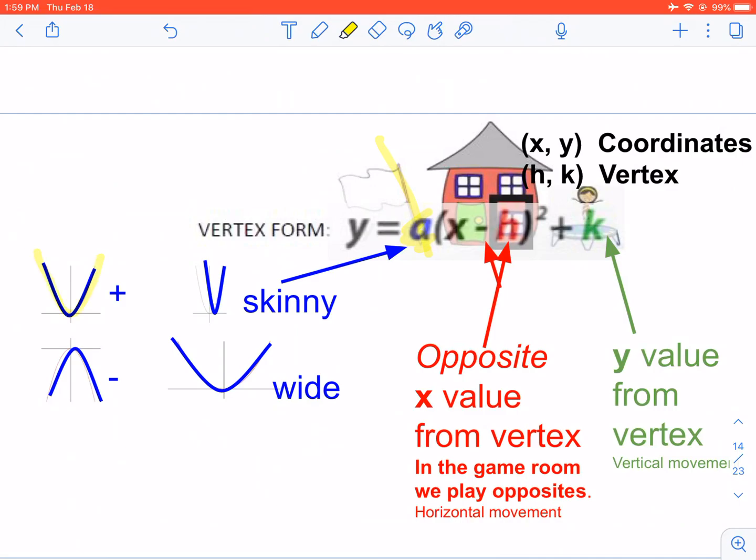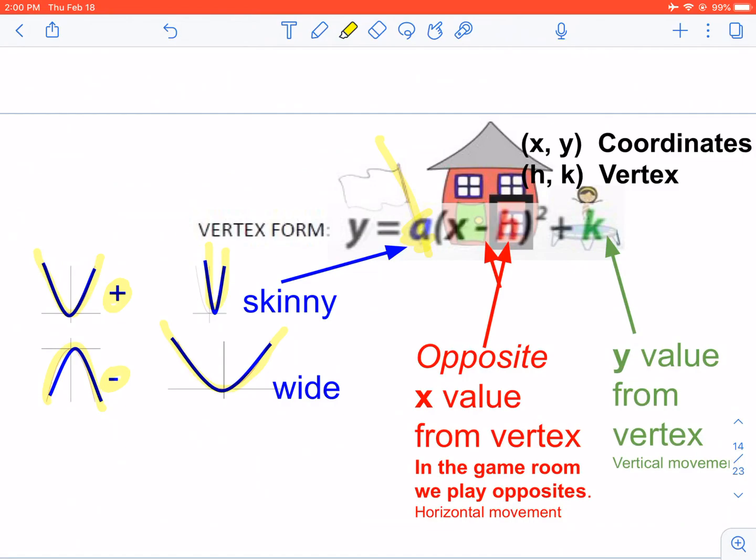Is it wide like this, or is it more skinny? Is it, again, wider? Is it flipped upside down? Those things we can all see from that a value, that beginning value that's talking about kind of the steepness of the side of that parabola. If it is a negative number, it's going to flip upside down and kind of look like an N or like a mountain or a hill. If it's a positive, it's going to look like that U that we've been seeing.